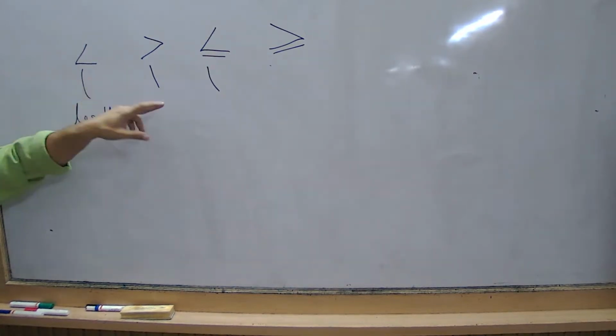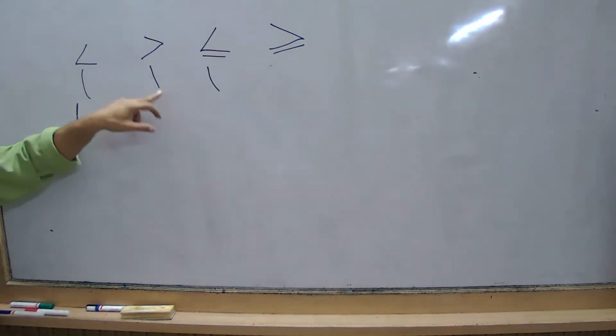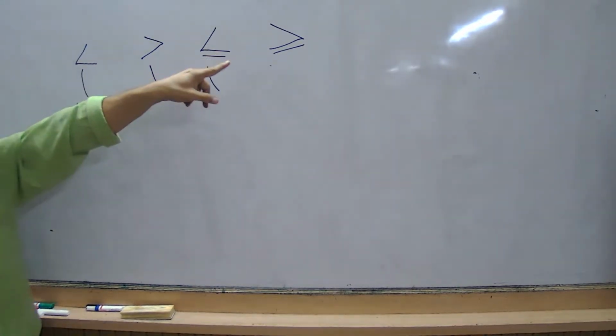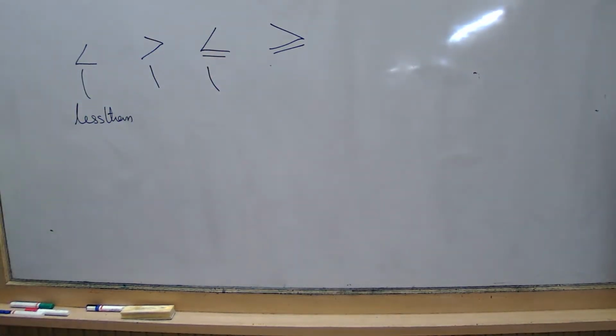This is less than. This is greater than. This is less than or equal to. This is greater than or equal to. These are the four symbols we are going to apply. Okay? Written all of you?